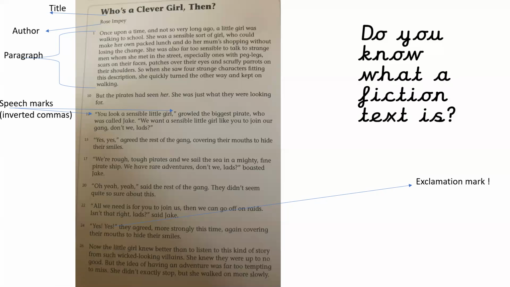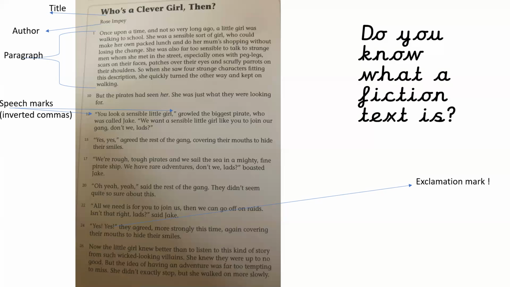But the pirates had seen her. She was just what they were looking for. "You look like a sensible little girl," growled the biggest pirate, who was called Jake. "We want a sensible little girl like you to join our gang, don't we, lads?" "Yes, yes," cried the rest of the gang, covering their mouths to hide their smiles. "We're rough, tough pirates, and we sail the sea in a mighty fine pirate ship. We have rare adventures, don't we, lads?" boasted Jake. "Oh, yeah, yeah," said the rest of the gang.